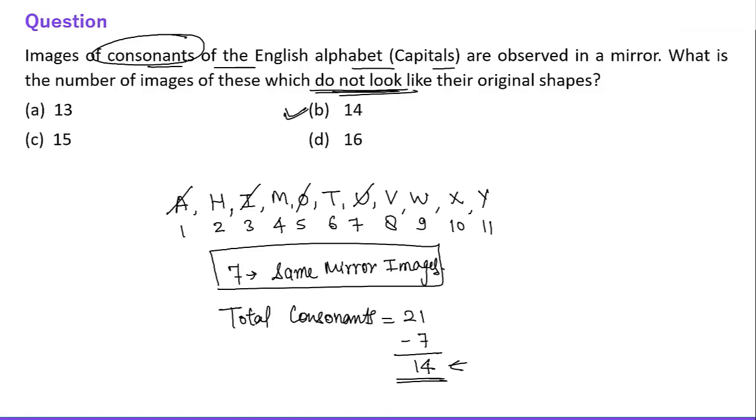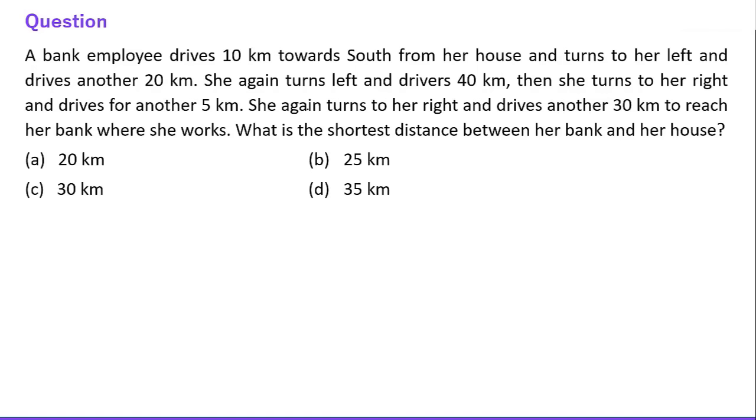Now let's move to the other one. Next question is saying, a bank employee drives 10 km towards south from her house. Okay, so just draw the direction. So this is north, this is south, this is east, and this is west. 10 km towards south. Okay, so let's say this is the starting point. So 10 km towards south. And then turns left and drives 20 kilometers.